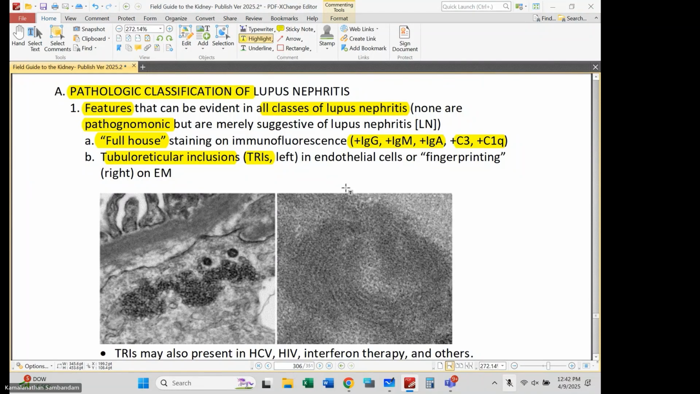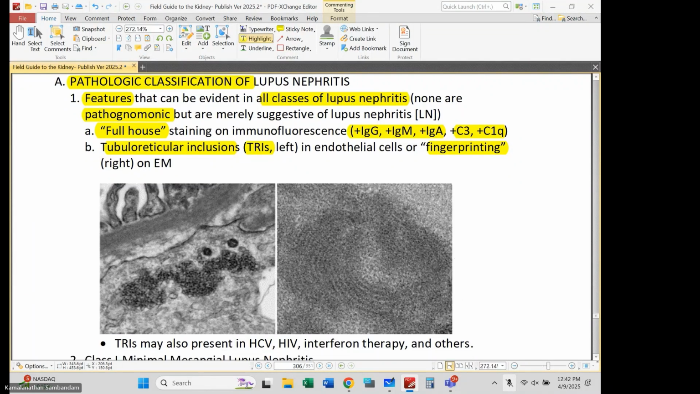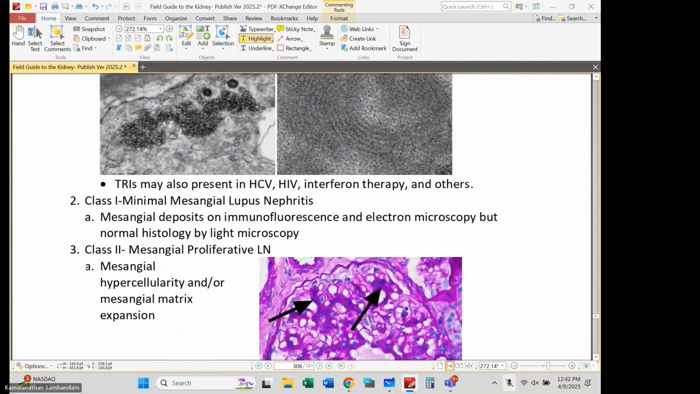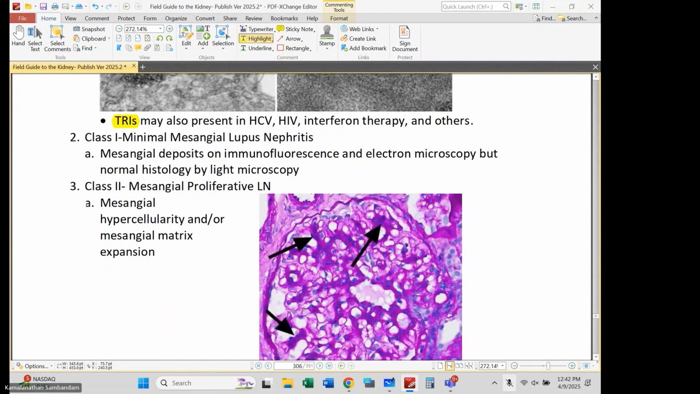One can see these tubular reticular inclusions in COVID. You can see this in HIV. You can see this with obviously interferon therapies. So this is not, again, a specific finding for lupus nephritis. This substructure to immune complexes that look like fingerprints would also be a clinical clue, but once again, not pathognomonic for lupus nephritis. Okay, I've already made this statement of where you can see TRIs.